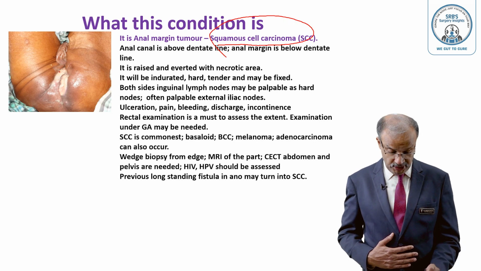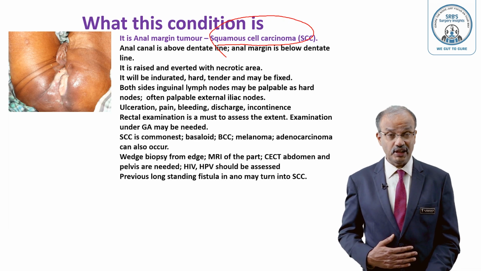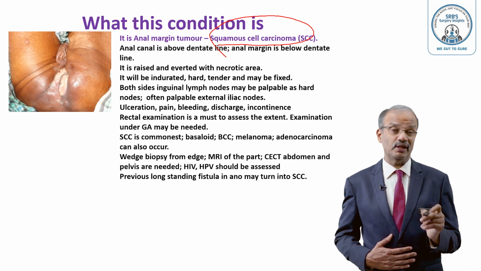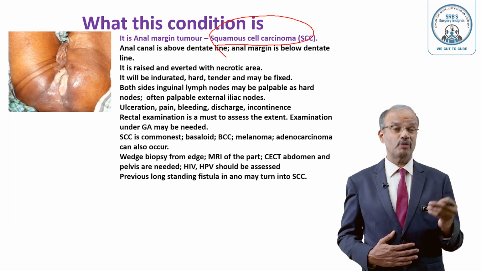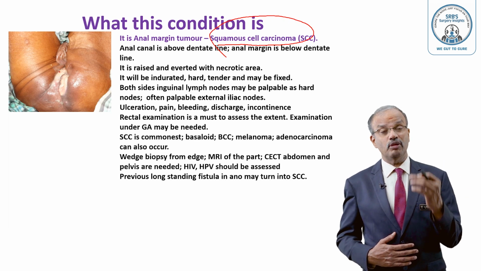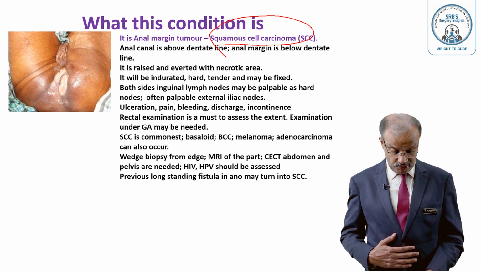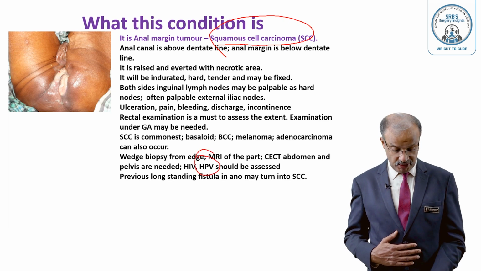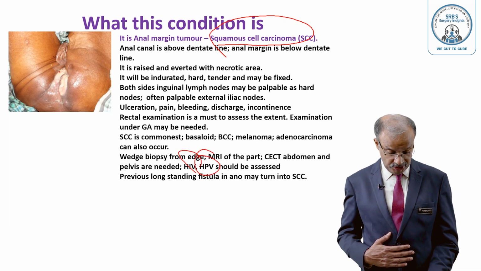Wedge biopsy from the edge, MRI of the part, CT abdomen and pelvis is needed. HIV and human papilloma virus are very commonly known, like in oral malignancy. Here also, in genital malignancy, human papilloma virus is common. So you have to always do a molecular study of that. HIV you have to do. HIV is very common in these patients.